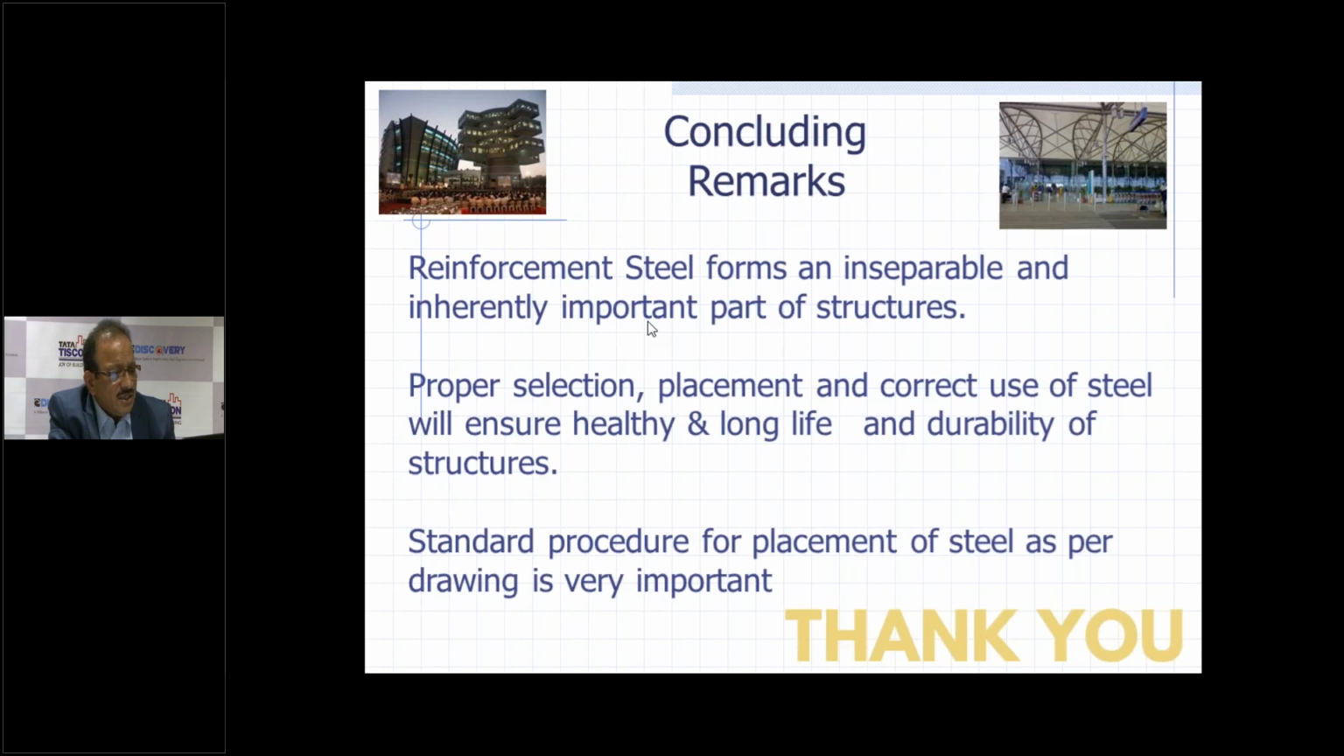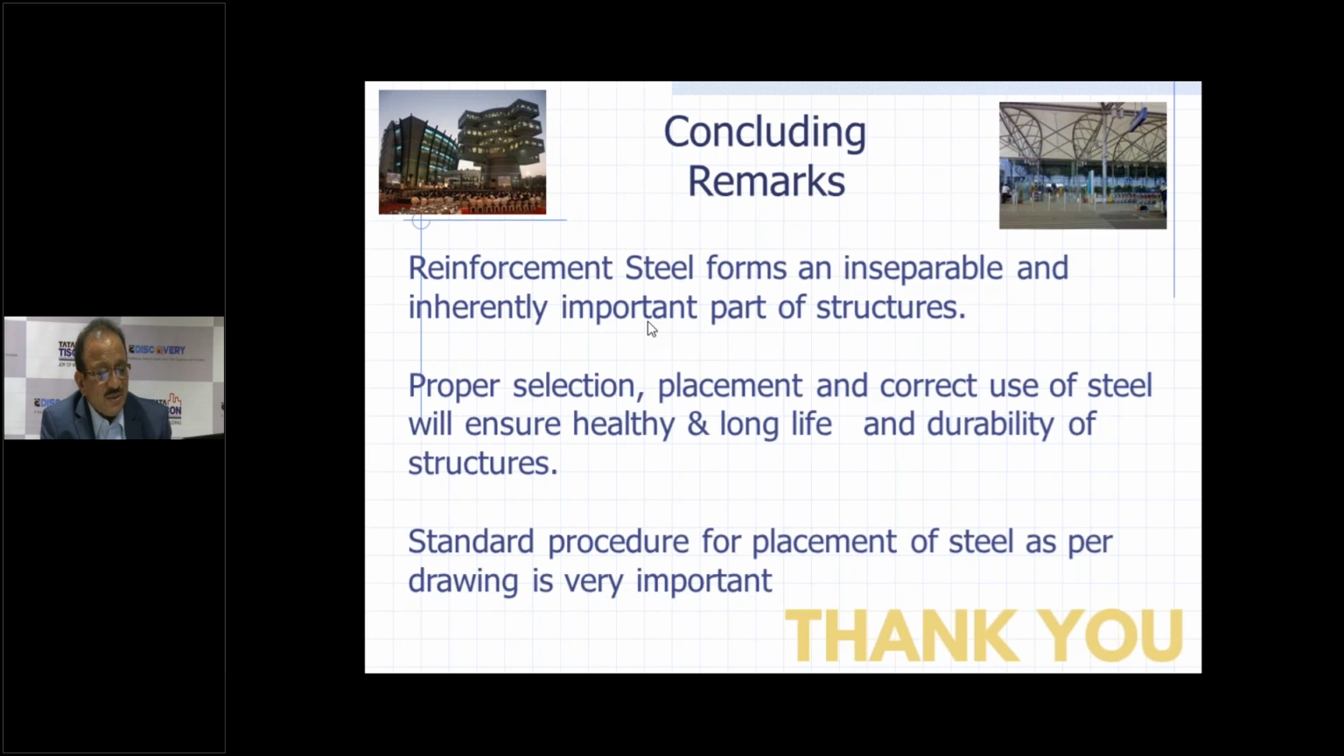I haven't come across any construction where people have used couplers in the beam, because the moment you use a coupler in the beam, you are reducing the cover to the main reinforcement. So I won't recommend that, but in columns it is very frequently used and you should use that, because anyway column cover is always more than the beam cover. So you get more play in that.